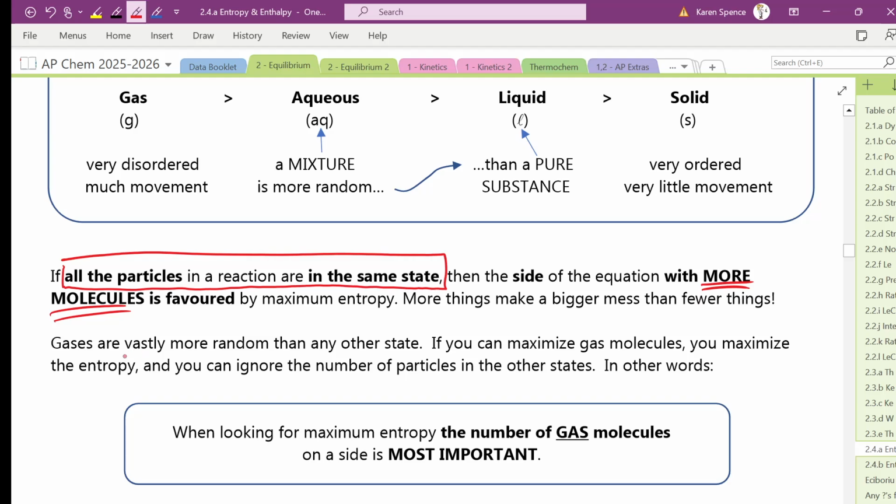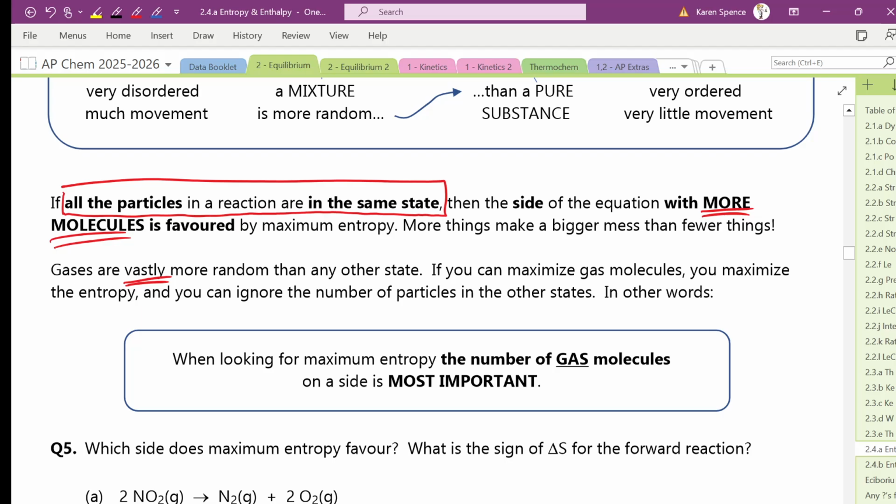Gases are vastly more random than any other state. If you can maximize gas molecules, you maximize the entropy. You can ignore the number of particles in other states. In other words, when looking for maximum entropy, the number of gas molecules is the most important.